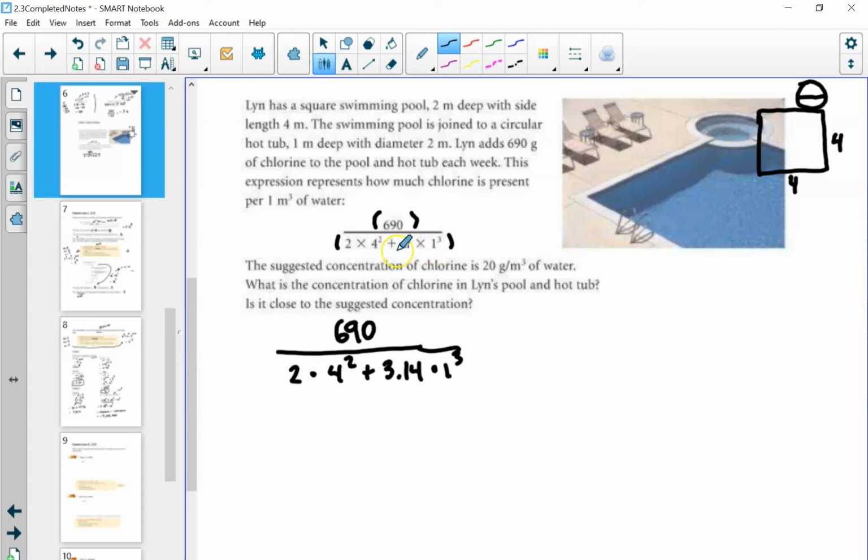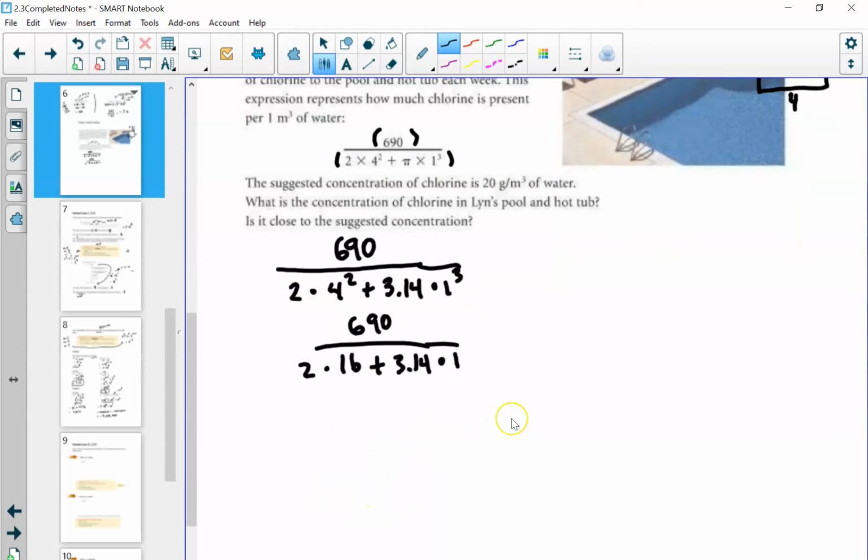So that's something that might help you when you're determining what your order of operations is. Now, we know that we have to do everything in this brackets first before we divide 690 by whatever's down there. So let's work with the bottom, the denominator, and we know we have to work with our exponents first. So I'm just going to leave the 690. We're not going to touch that. 2 times 4 to the power of 2 is 16, so that's 4 squared, plus 3.14, can't do anything with that yet, and then we got another exponent here. 1 to the power of 3 is 1.